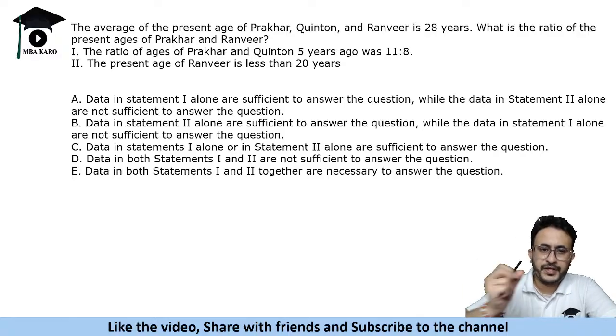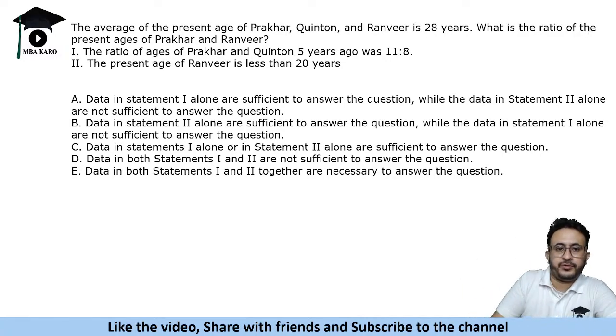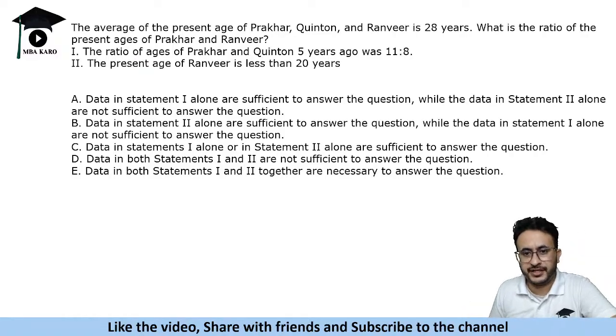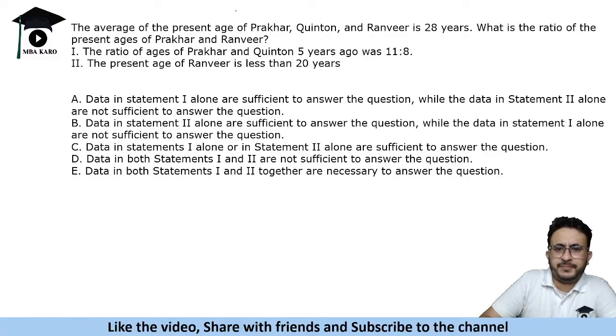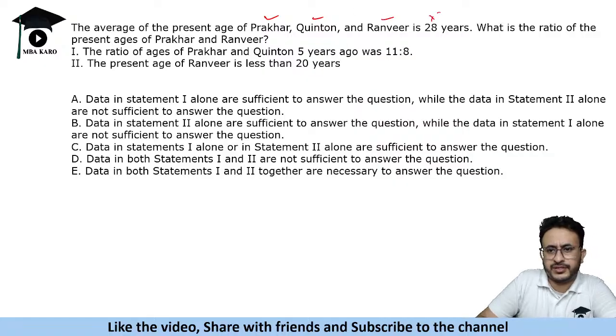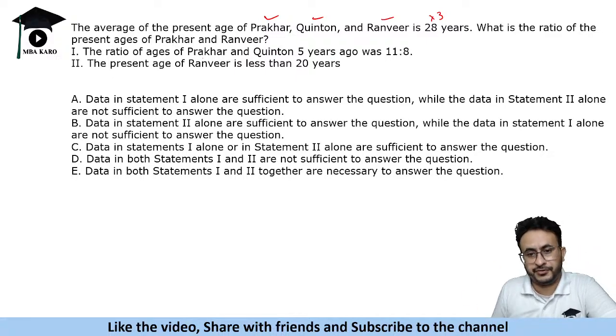So let's see this question. Now when you look at the ratio of Prakhar and Quinton 5 years ago was 11:8, right? Can you get a unique answer from this? See, there are three people, P, Q, R. Basically their total age is given to us, right? This is the total age. Now from this we get Prakhar and Quinton ratio 11:8.